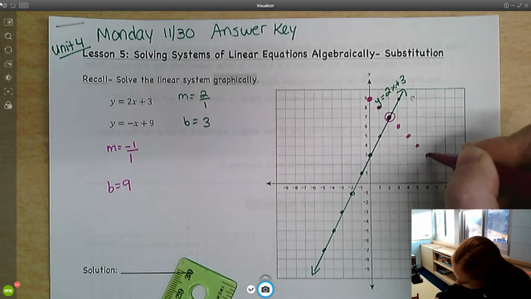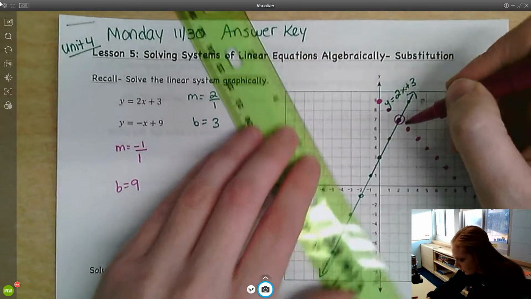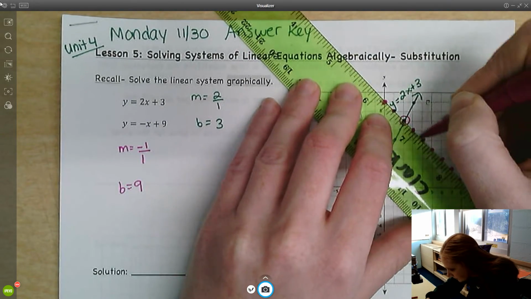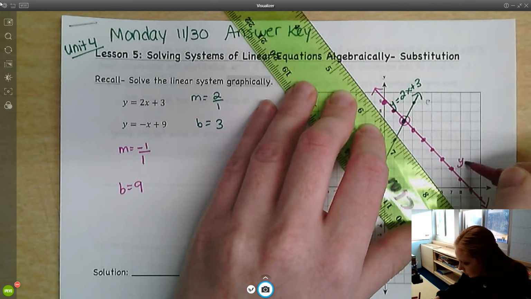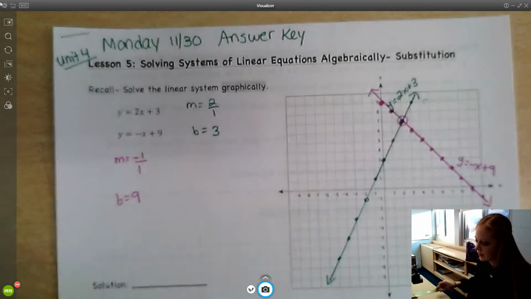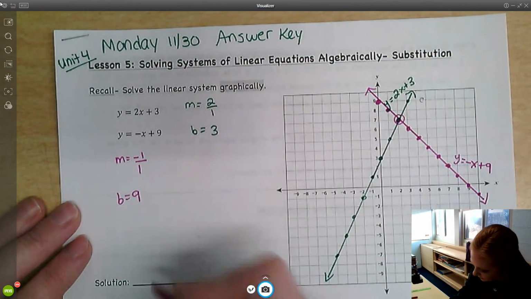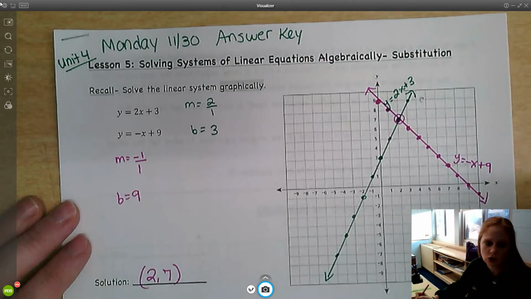Remember, we are looking for the point of intersection, so we found that pretty early on here, all the way up here. Okay, so I'm going to label this line y equals negative x plus 9. And our point of intersection is the point 2, 7. So it is one solution, and our solution is 2, 7.